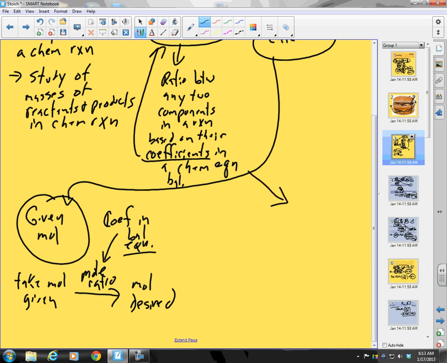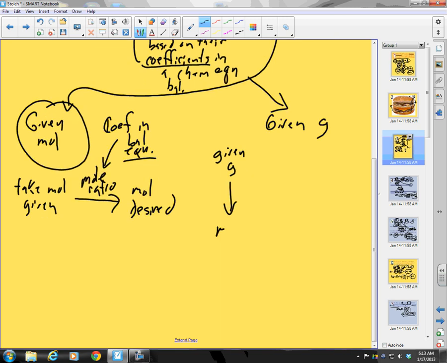What if we are given grams? What if we are given mass? What do we have to do? Well, first thing we have to do is take our given grams and convert to moles, because those coefficients in my balanced equation are not about grams, they're about moles. So I have to take my given grams and go to moles. How do I do that? Well, I'm going to divide by my molar mass, right? And then I'm going to go from moles of given to moles of desired.